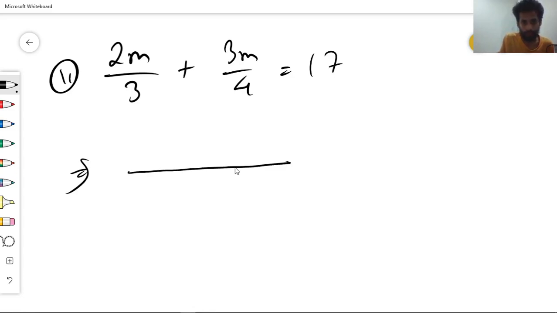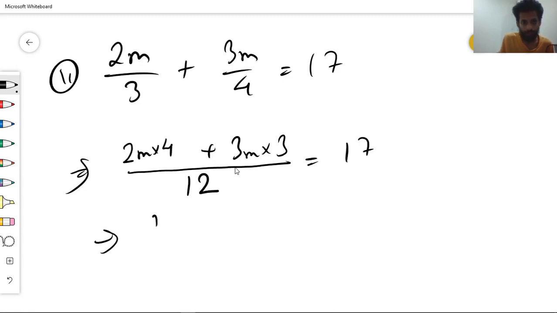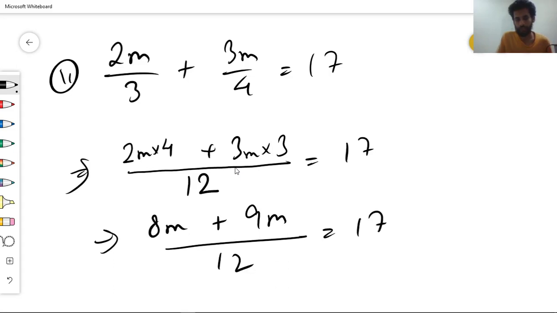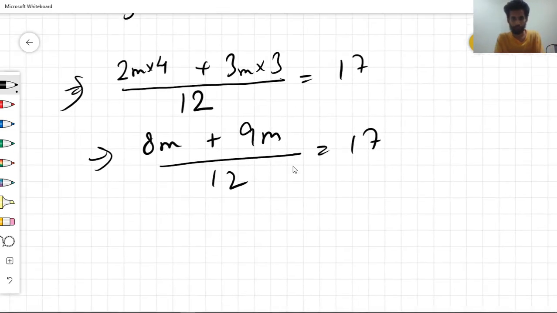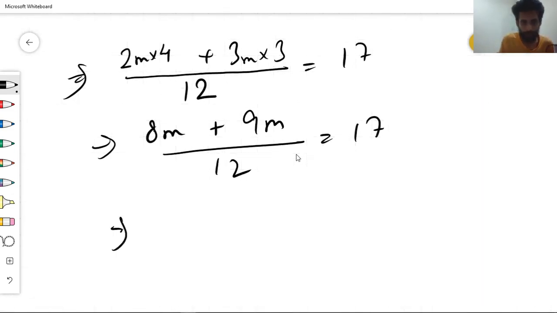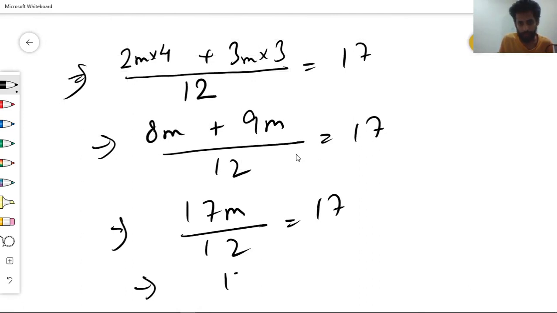First of all, we have to take the LCM of these two. So the LCM of these two will be 12. So we have to multiply this with 4 and this with 3, and this will give 17. This is 8m plus this is 9m. Here it is 12 is equal to 17. So now it will be 17m over 12 is equal to 17. Then I will bring the 12 to the other side: 17 into 12.